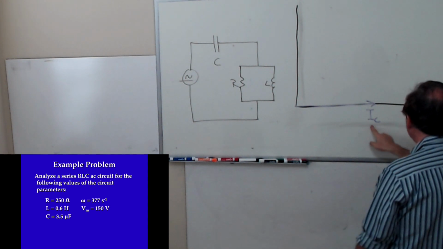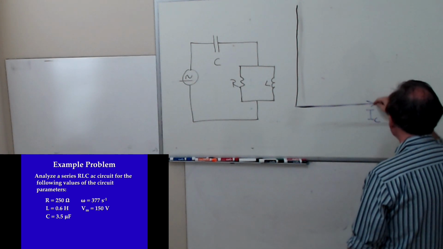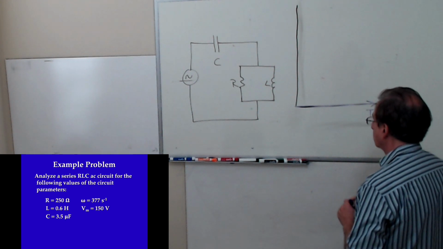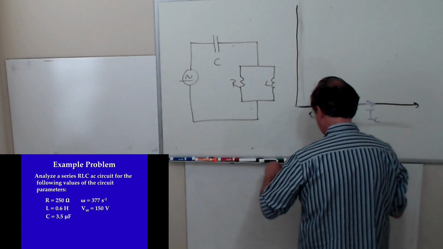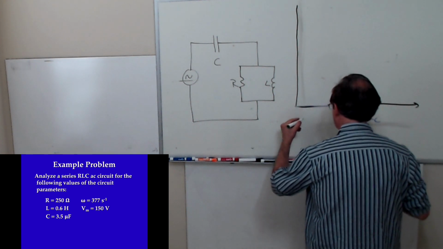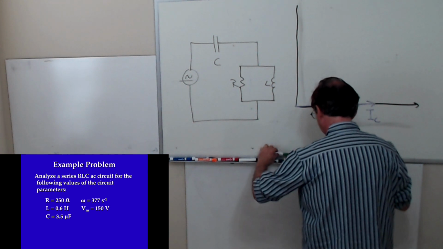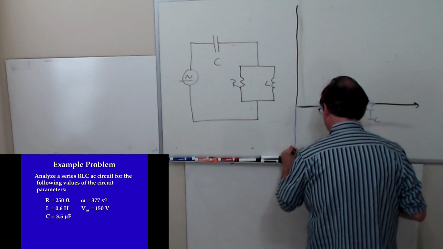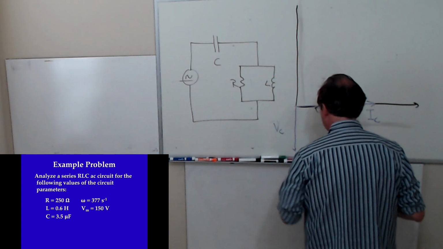How about V sub C? How do I write V sub C? Well, V sub C is going to be 90 degrees to this. Like V sub C will be, I'll draw it. I'll use purple just for the capacitor. It's going to point straight down.